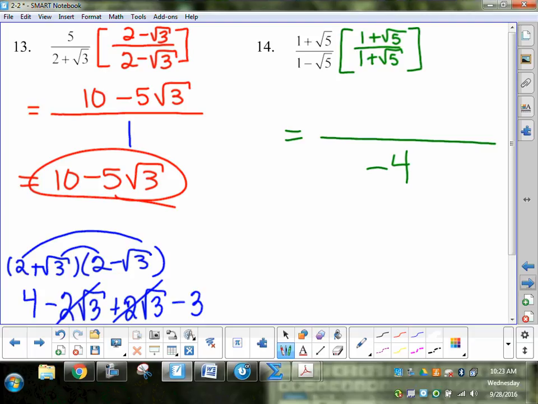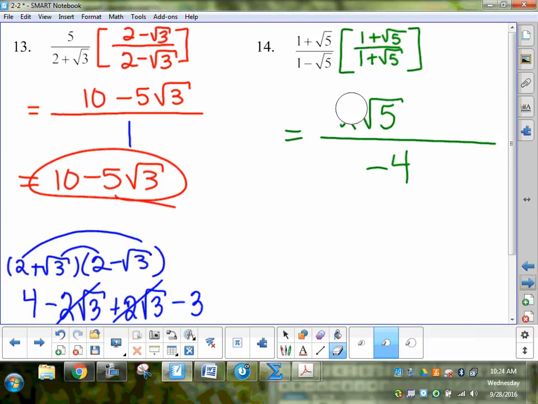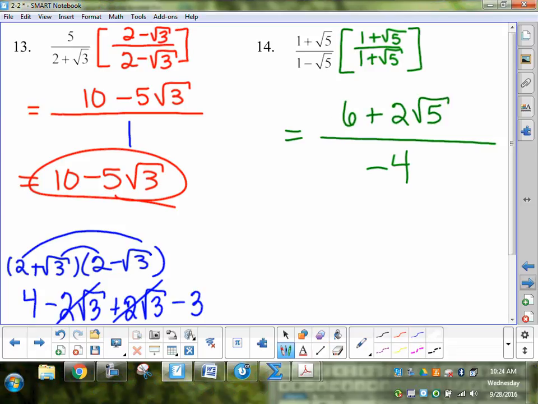What does it come out to be? 6 plus 2 roots of 5. I think this is it. Now, I would not expect you to leave that as a final answer. Is that what we got over here or not?